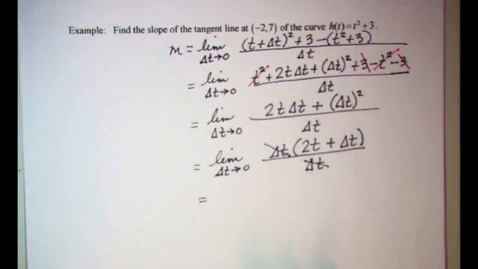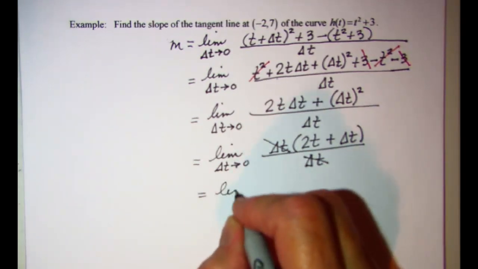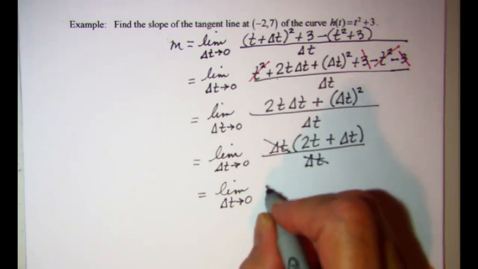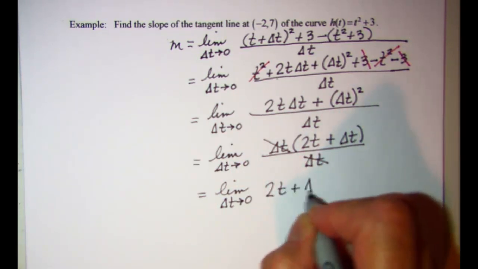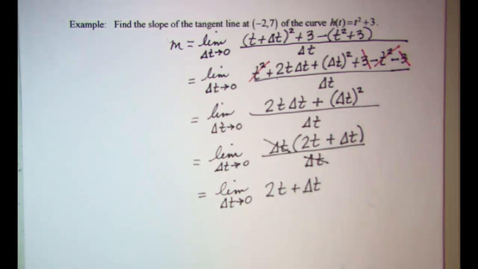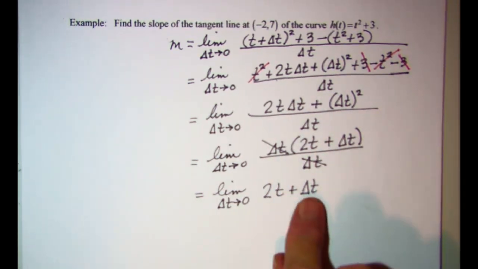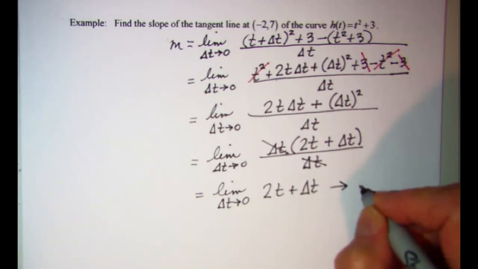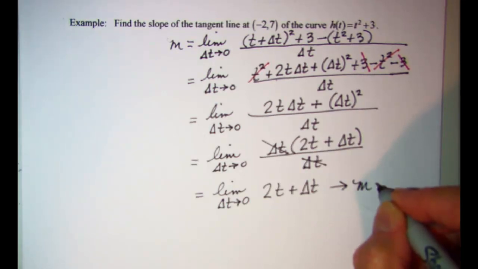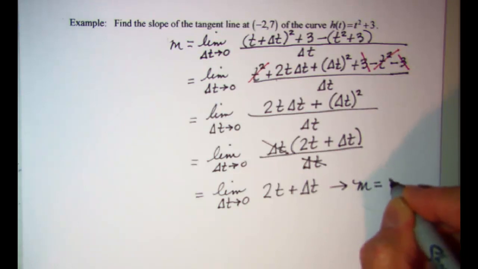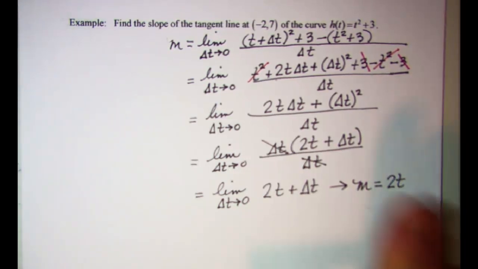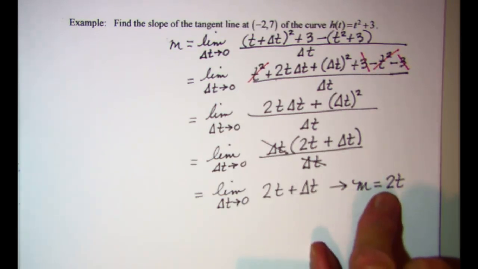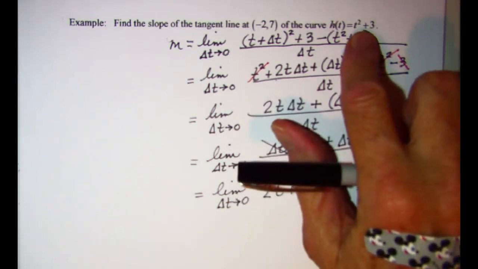And I'm asked to just find the limit as delta t approaches 0 of 2t plus delta t. So as delta t approaches 0, this term goes away, and I see that my equation for the slope of the tangent line is going to be 2t. Now this is the slope at any point along the curve t squared plus 3.